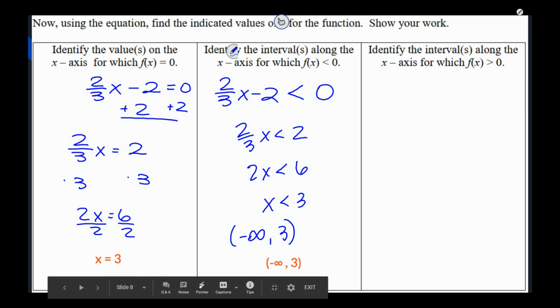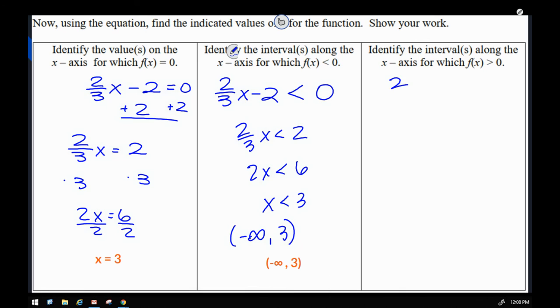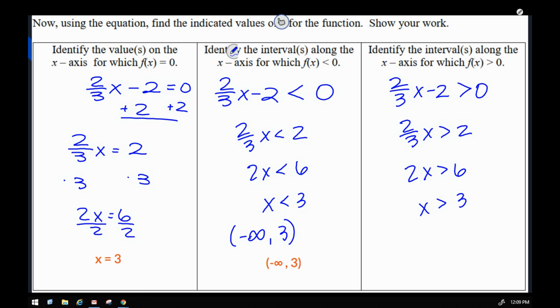And the same thing for greater than 0, above the x-axis. 2/3 x greater than 2, x greater than 6 over 2, greater than 3, which we write as 3 to infinity.